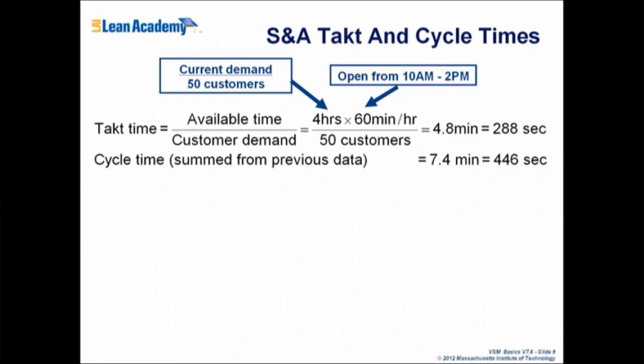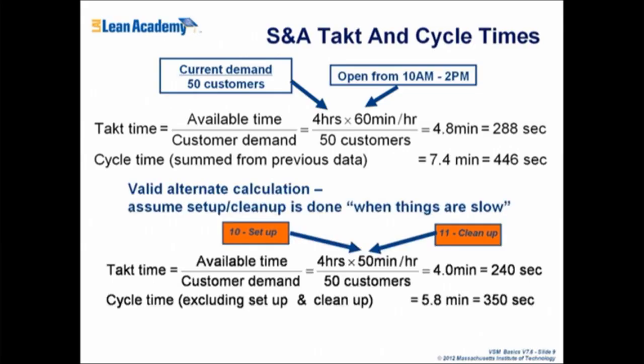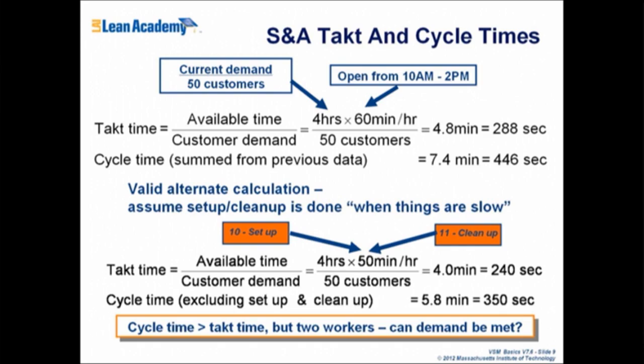So we can all understand that they're pretty stressed, right? Because they're spending more time than they really have. And then there's the alternative calculation where you've taken the set up and the clean up time out. Some of you might have been thinking about that and done that when things are slow. And that gives you a little shorter takt time, but there's still an imbalance between the takt time and the cycle time. So you're still in the negative. But you have 2 workers. So the question is, can you meet their demands?